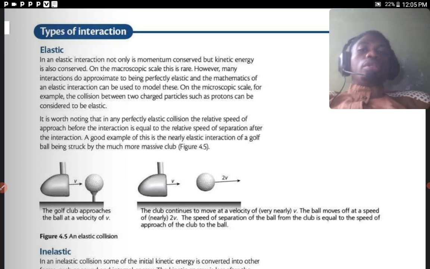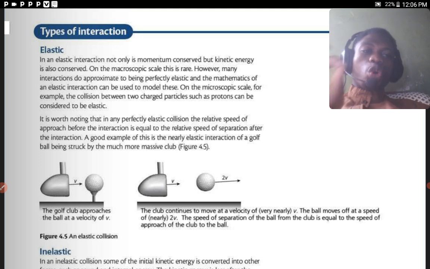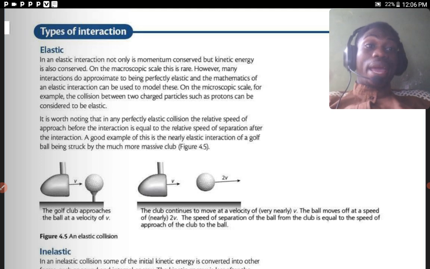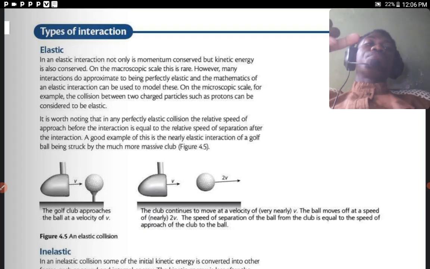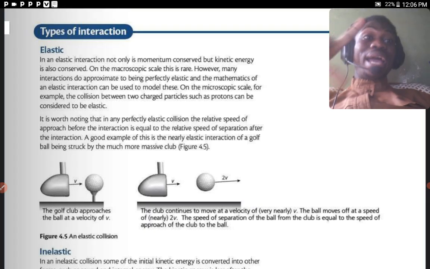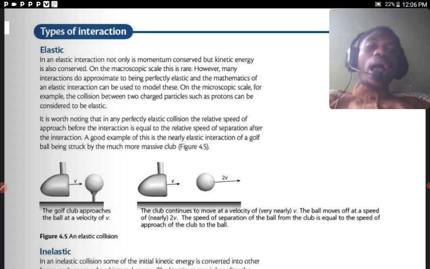They may be approximately perfectly elastic, and the mathematics of an elastic interaction can be used to model this approximately elastic interaction. So I will not want you to be talking about approximately elastic interaction. Just know that elastic interactions are very rare to come by, and these are interactions in which both momentum and kinetic energy are conserved. Very good.